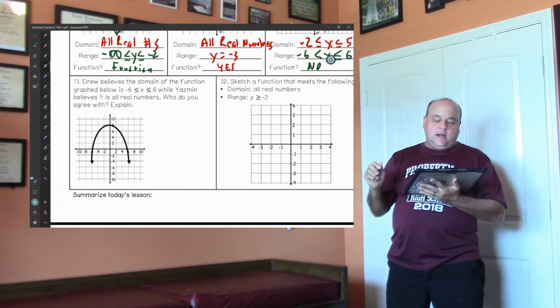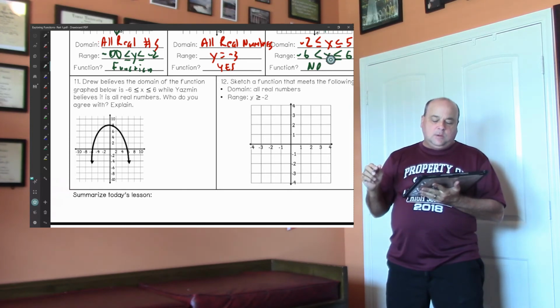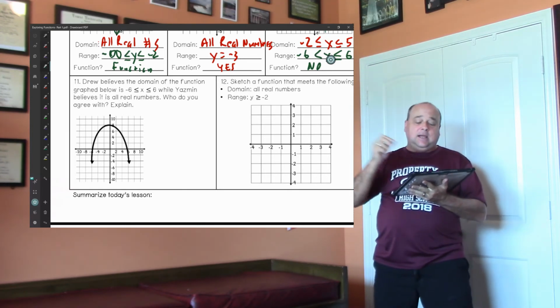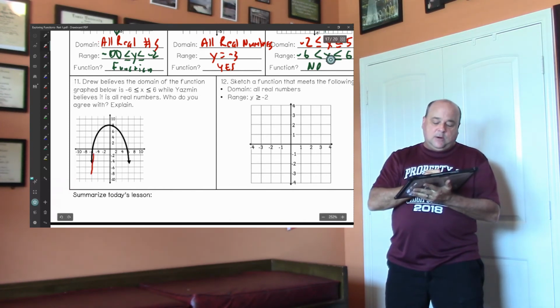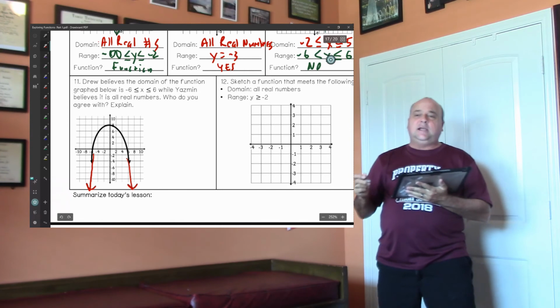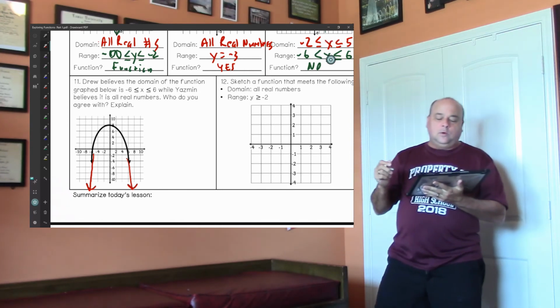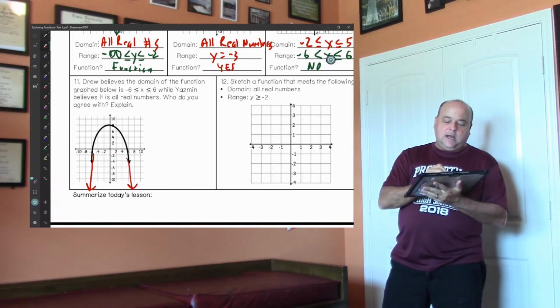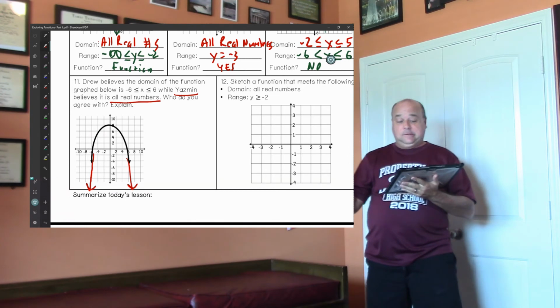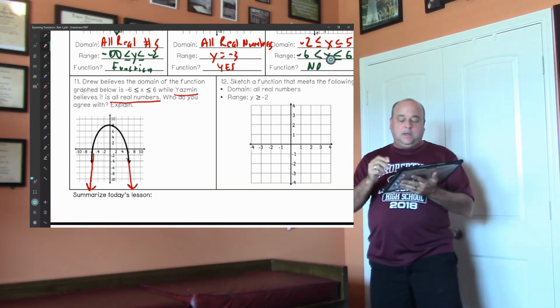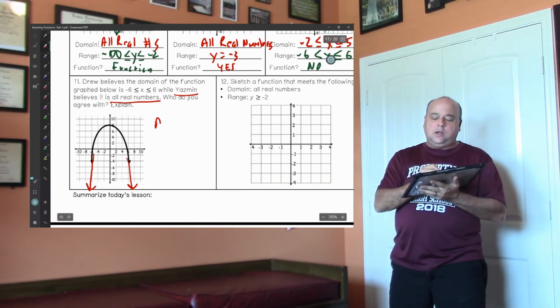Drew believes the domain of the function graphed is negative 6 to positive 6, while Yasmin believes it is all real numbers. Technically, y'all listen, we're going to learn about this after Christmas. This line would just keep going down, even though it looks like it's straight. It would be all real numbers. So who is right? Yasmin is right. And guys, usually the lady's always right, okay? So Yasmin would be correct. The domain would be all real numbers.